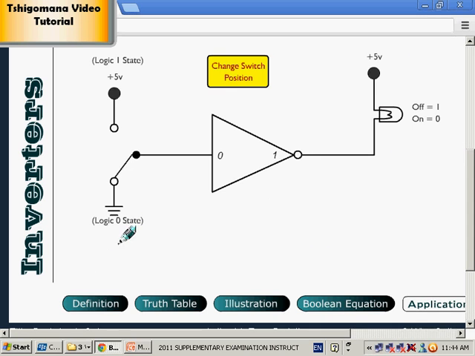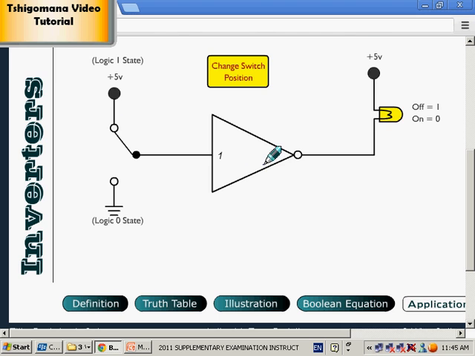Right, the logic state is 0 and the output is 1. Right, the logic state is 1 and the output is off. Let me switch the switch. You must just observe what is happening here. Right, the input is 0, but the output is 1. Right, the input is 1, but the output is 0.